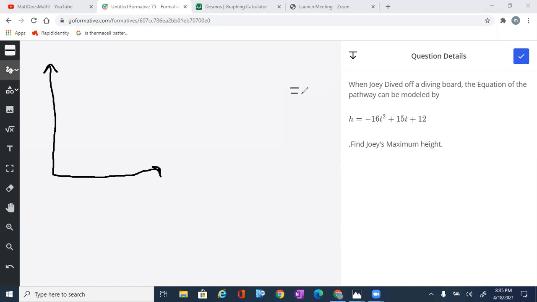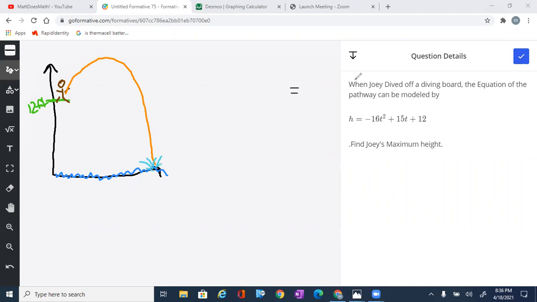We got Joey, he's up on a diving board, and he's right about here, we'll say 12 feet or whatever. And Joey is getting ready to jump off the diving board into a beautiful, luxurious Florida pool. And when he does so, he is going to have a path that goes up and comes back down. And when he does that, it is going to splash, and he is going to have so much fun.